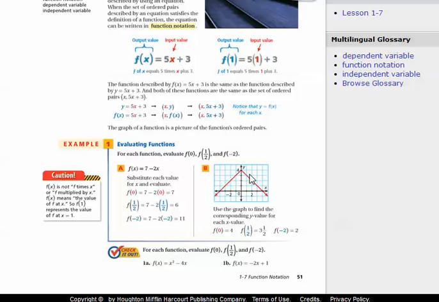Now, if you're given a graph and you have to find these values, for example, f of 0, we would go on the x-axis at 0, and we would go until we hit the graph. And so y at that value is 4, so we get out 4. For f of negative 2, we go to the negative 2 on the x, we go up until we hit the graph, and we read the graph on the y-axis, and that is 2. Okay, so it's just getting used to using the function notation.